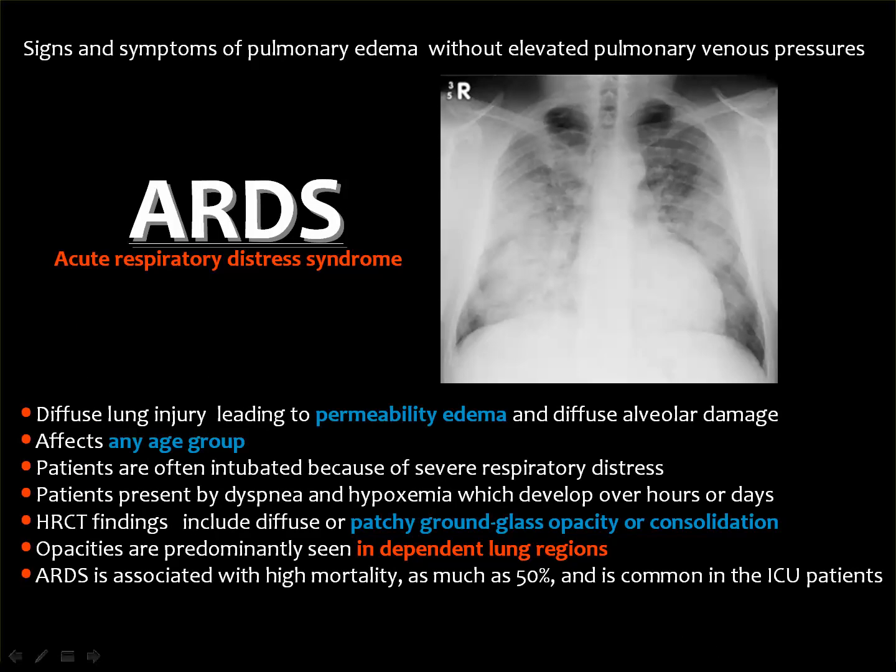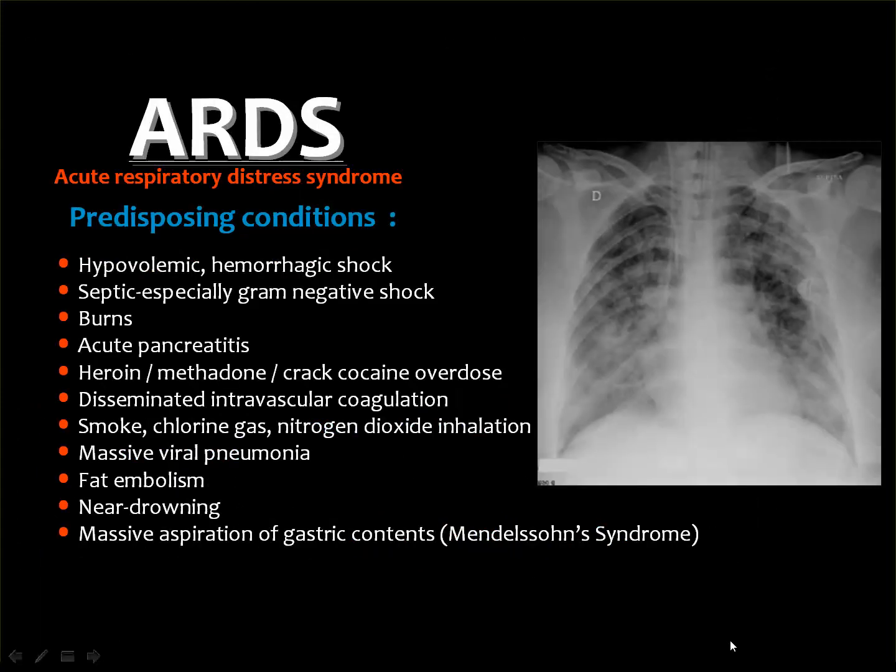Then permeability edema is due to diffuse alveolar damage of any underlying cause. This permeability edema affects any age group, including the pediatric age group. Patients are often intubated because of the severe respiratory distress. And within few hours you get patchy ground glass opacities, which will progress to consolidation, and the opacities are located in the dependent regions of the lung.